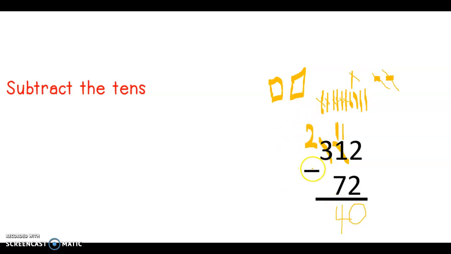Now I have 2 hundreds, but remember I don't have any hundreds in my 72, so those 2 hundreds will just move on down. And I will have a difference of 240. So 312 minus 72 equals 240.